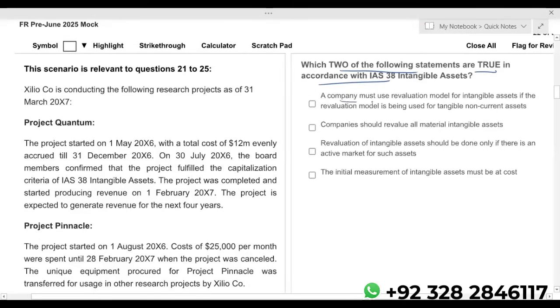Let's see. A company must use revaluation model for intangible asset. If the revaluation model is being used for tangible assets, it has nothing to do with that. IAS 16 is a different thing, 38 is different. Just because my property, plant and equipment are under the revaluation model, it does not mean that I have to go for the revaluation model for intangible asset. No. Companies should revalue all material intangible asset. No. A revaluation of intangible assets should be done only if there is an active market. Yes. The initial measurement of intangible asset must be at cost.